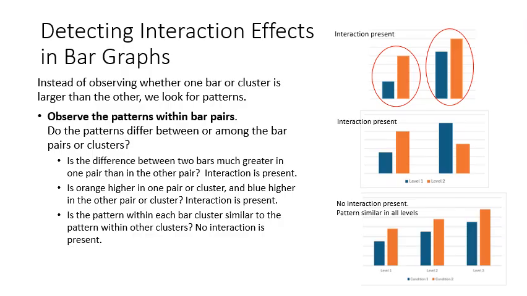And here we can see that in each cluster, even though the pair on the right is a little bit taller than the pair in the middle, which is a little bit taller than the pair on the left, within each pair, we can see that the relationship between the orange and the blue bar is similar. Orange is approximately equally higher than blue in each pair cluster, and that means no interaction is present. So that's the kind of thing we're looking for in bar graphs.